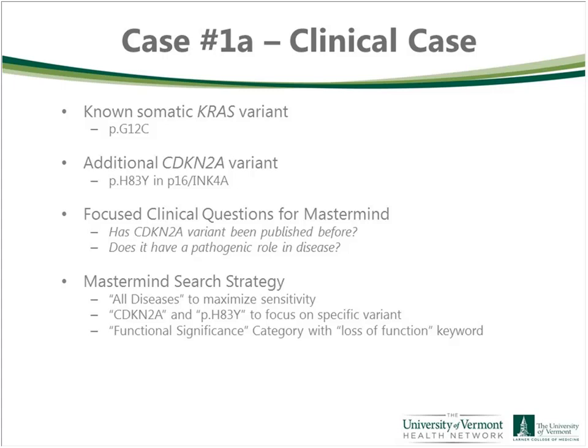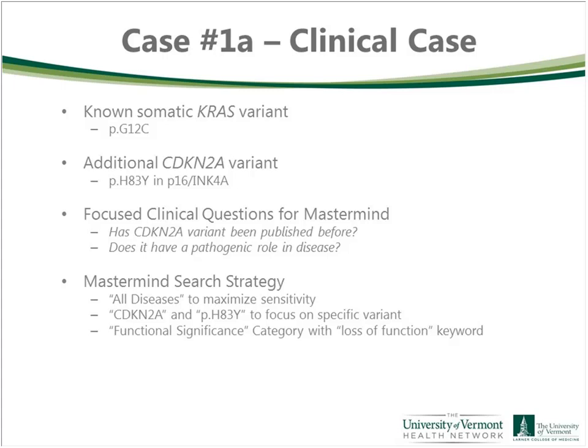So the strategy that I used in this particular case as a first step was, as Mark described, I kept maximum sensitivity options open by searching for all diseases, and then I specifically searched for the CDKN2A gene locus and the H83Y variant. In addition, I added an additional filtering step, which I'll document on subsequent slides, that helped to narrow the focus of the search.